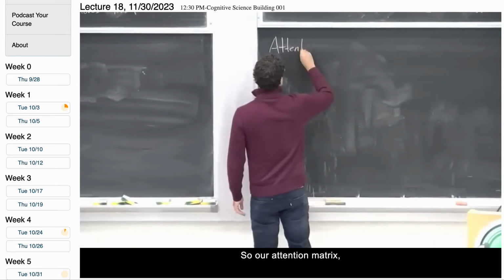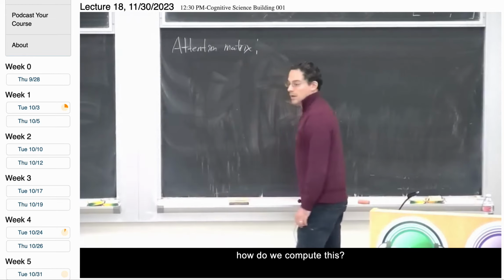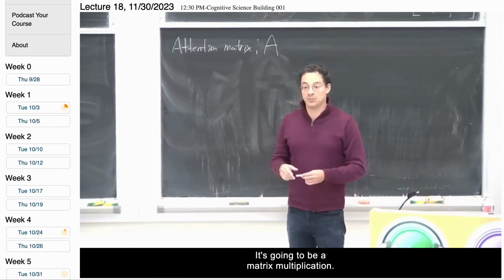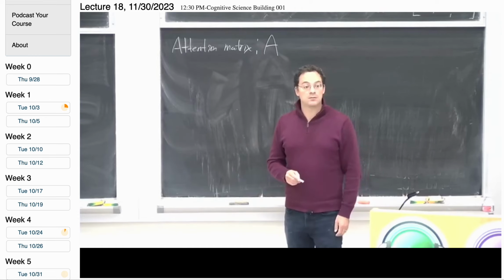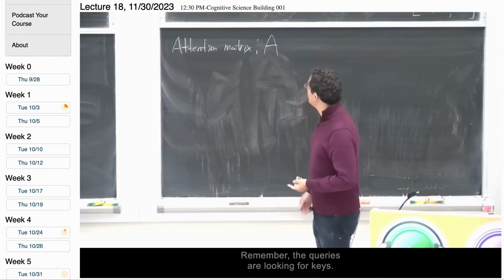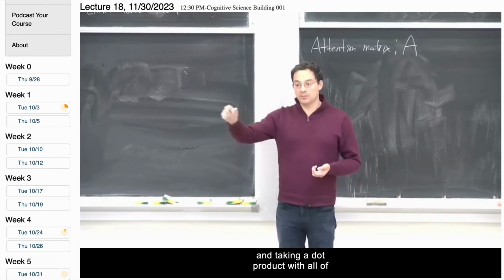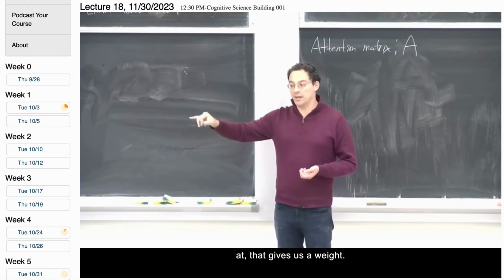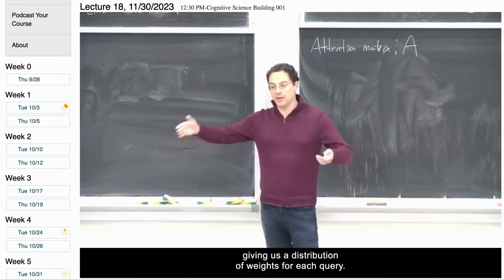So our attention matrix. How do we compute this in terms of these two new matrices? It's going to be a matrix multiplication, a softmax, and a matrix multiplication. So what do we do? Remember, the queries are looking for keys. Each word has a query, and it takes a dot product with all the keys to see which key it should look at. That gives us a weight. So we're looking at similarity between queries and keys, giving us a distribution of weights for each query.